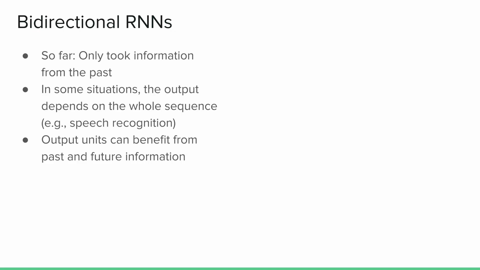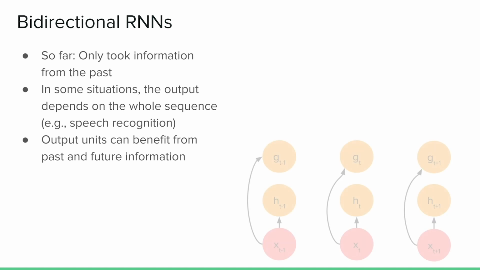Now, future information might sound tricky, but it's actually not that hard to realize. When you're training on certain data sets, we already know the entire sequence. So we can go forward and also go from the end to the beginning. This is the idea of bidirectional recurrent neural networks, where we read from one direction and from the other direction, therefore making use of past information and future information.